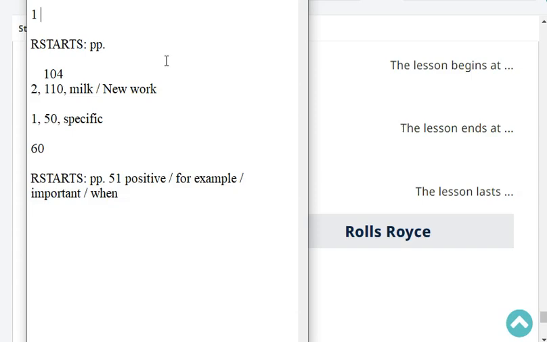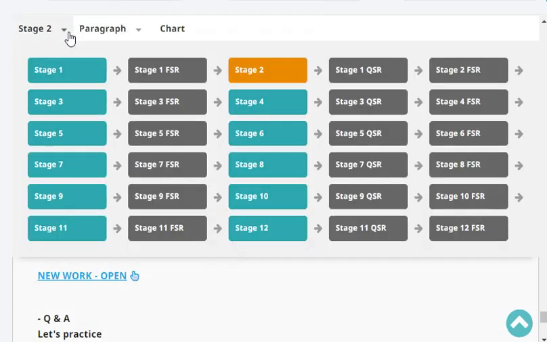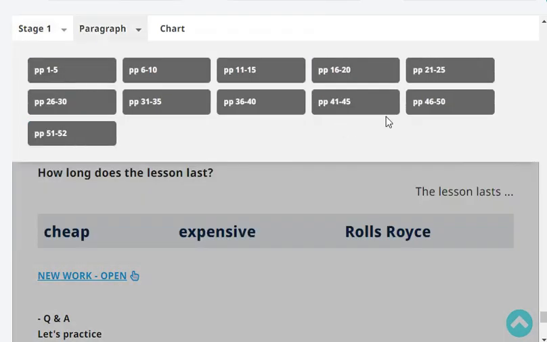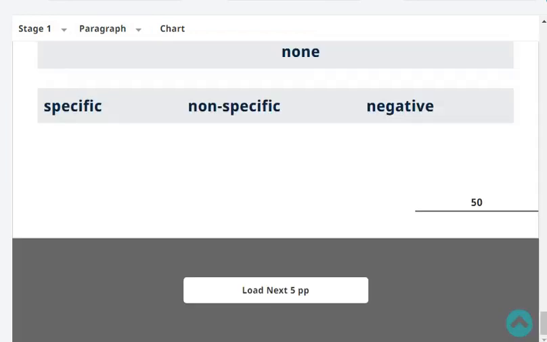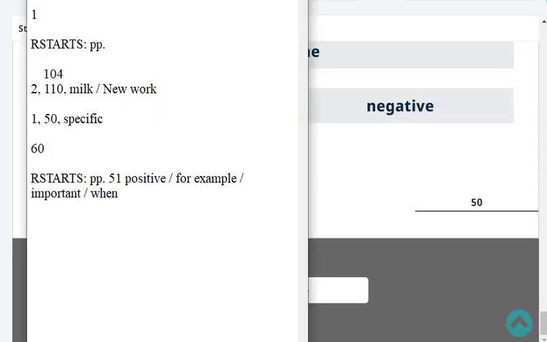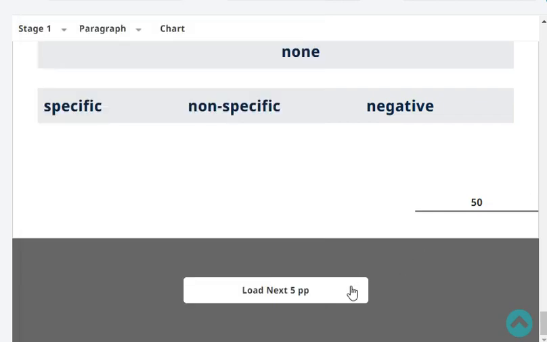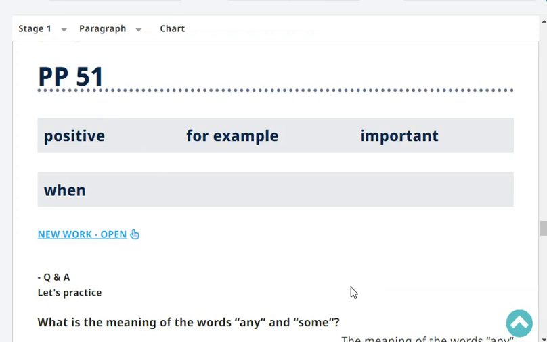Very good. Okay, so reading is at stage one, and we ended up at page 50. The last head word was specific. Please start at page 51. Start with positive, for example, important, when. Positive. For example, important, when.